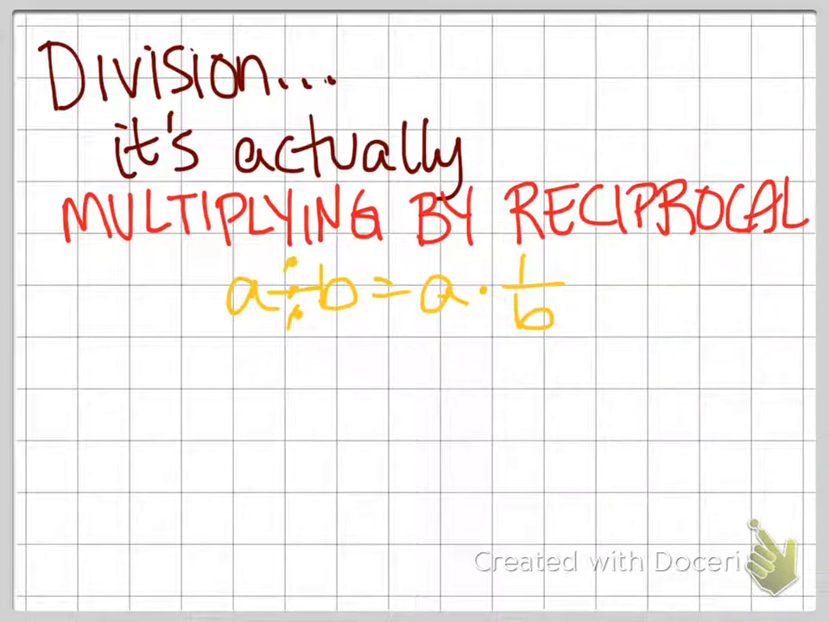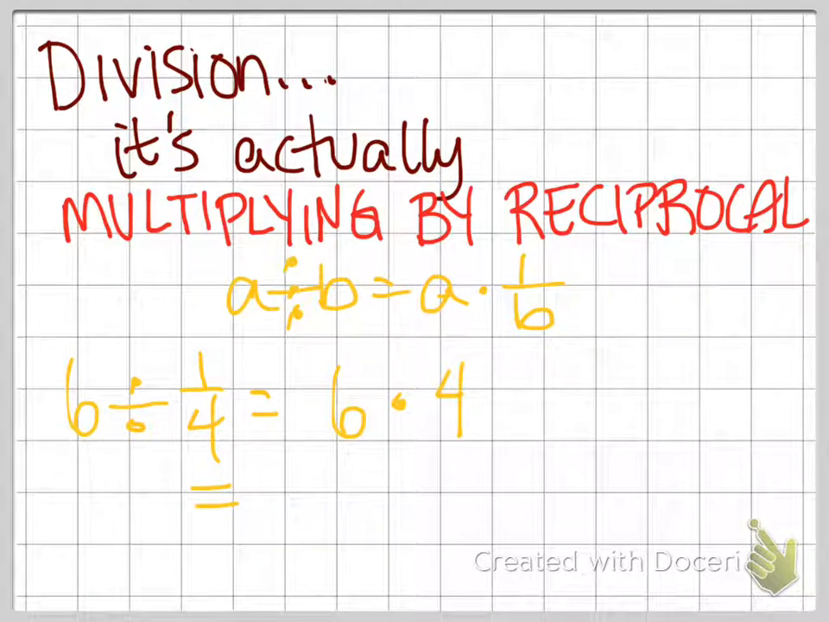Now, if A and B are two whole numbers, perhaps it's easier just to divide those. But if you have something like 6 divided by 1/4, remember that we can change this into multiplication. This is the same as 6 times, and then the reciprocal of 1 over 4 is 4 over 1, or just 4. And then a problem that perhaps you didn't think you could do in your head, a whole number divided by a fraction, becomes multiplication of two whole numbers. So then you can easily see that that is 24.